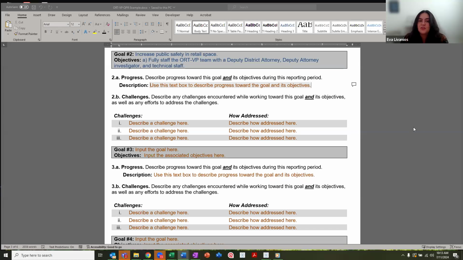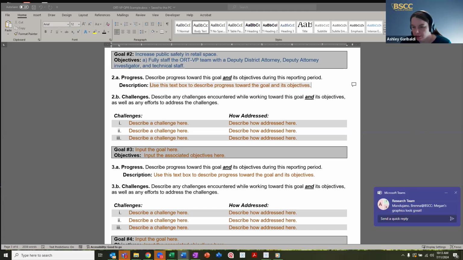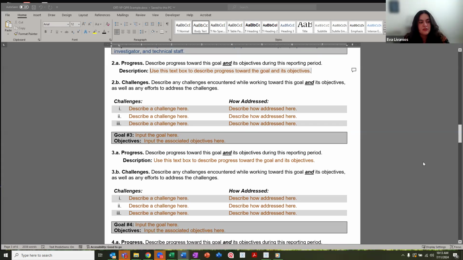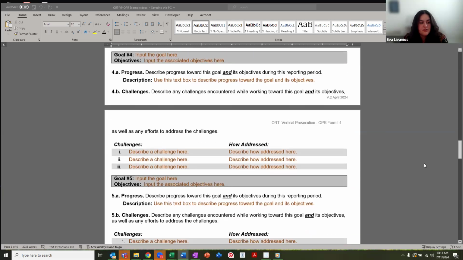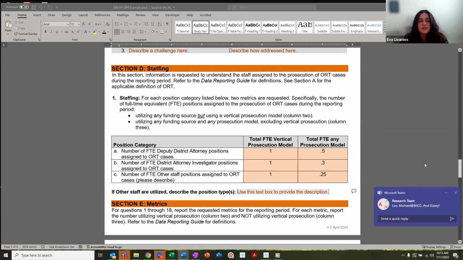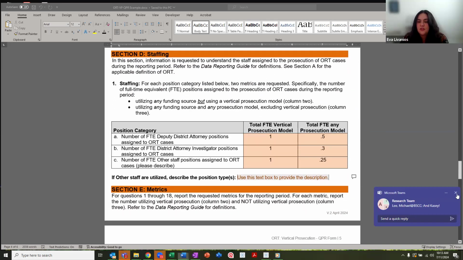Did anyone have any questions for this section? No, Adriana pointed out the issue that you mentioned. Adriana, sorry. Right. Alrighty. And section D is the staffing table. Does anyone see any potential issues with section D?